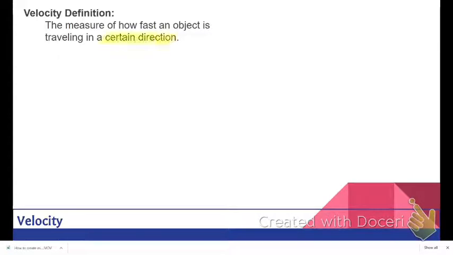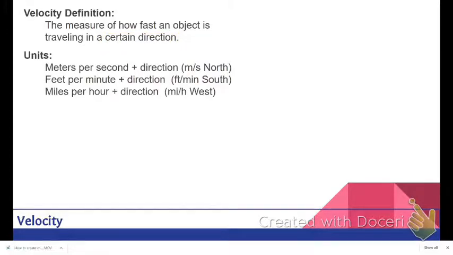direction. It's really important that you highlight or underline that velocity has to do with how fast something is going, but that there's also a direction included. The units are very similar to speed, but as you'll notice here, it's plus a direction. So again, it is really important that you remember that velocity must include the direction, not only the unit, but also the direction that it's going.